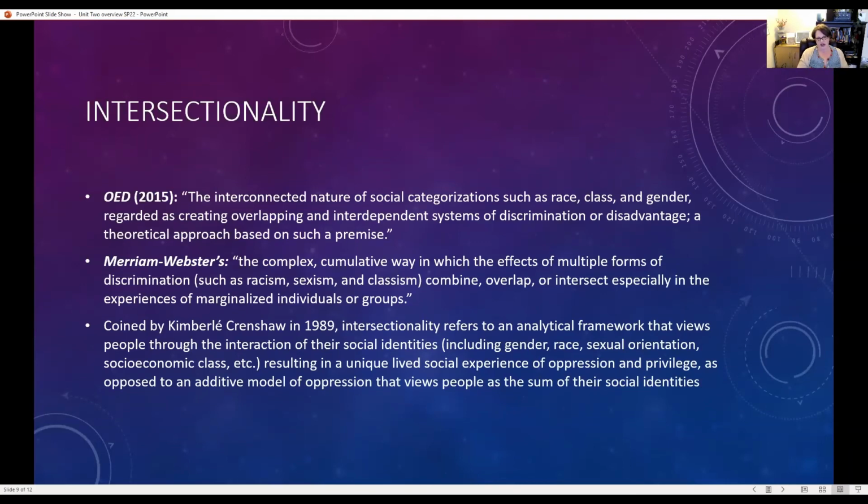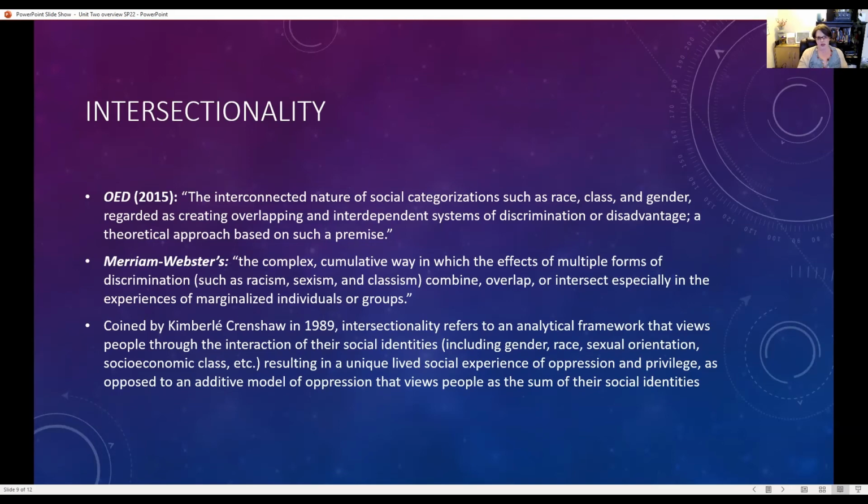The Oxford English Dictionary defines it as the interconnected nature of social categorizations such as race, class, and gender, regarded as creating overlapping and interdependent systems of discrimination or disadvantage, a theoretical approach based on such a premise. And Webster's Dictionary defines it as the complex cumulative way in which the effects of multiple forms of discrimination, such as racism, sexism, classism, combine, overlap, or intersect, especially in the experiences of marginalized individuals or groups.